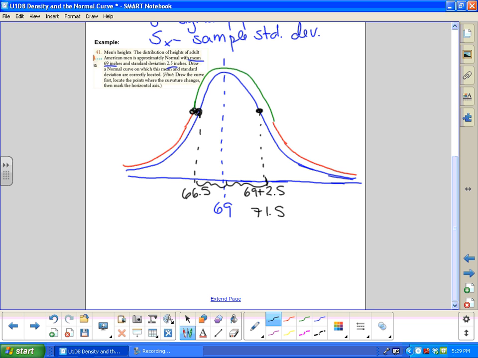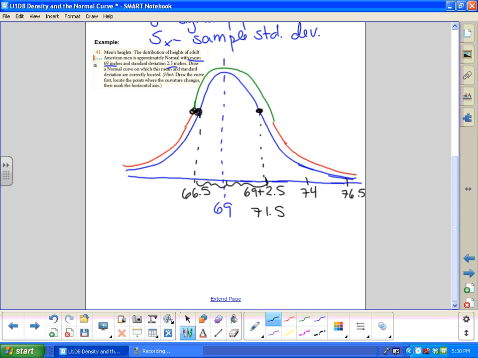I never expect y'all's drawings to be perfect. Mine are never either. So I'm going to use this as a guide to mark 2 and then 3 standard deviations on either side. And then I'm just going to keep adding 2.5 to the previous value to get my next point. So this right here is 2.5 over, so that's going to be 74. And then this one is 2.5 over, so that's going to be 76.5.